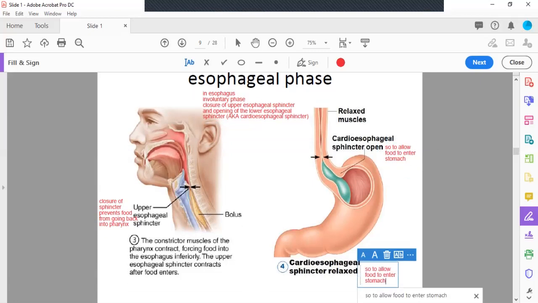Okay, very good. So three phases involved with swallowing. Buccal phase occurs in the mouth, voluntary. Pharyngeal phase occurs in the pharynx, involuntary. Esophageal phase occurs in the esophagus, involuntary. Let's move on to the next one, slide.